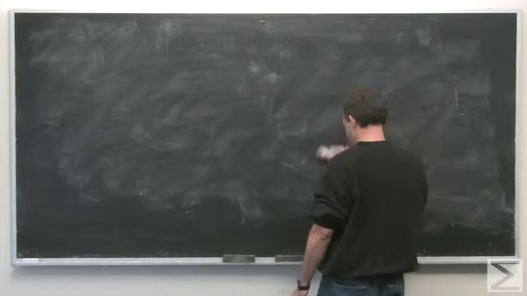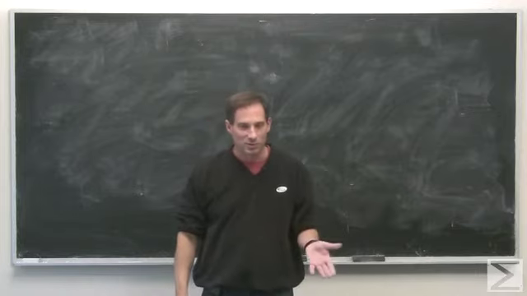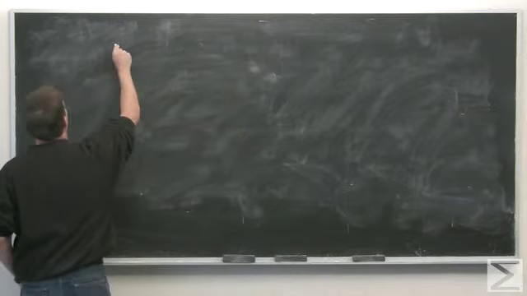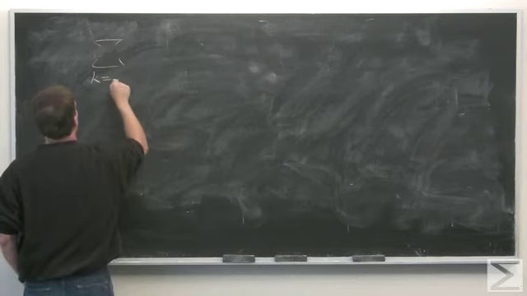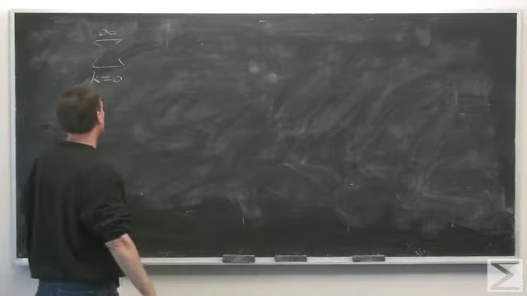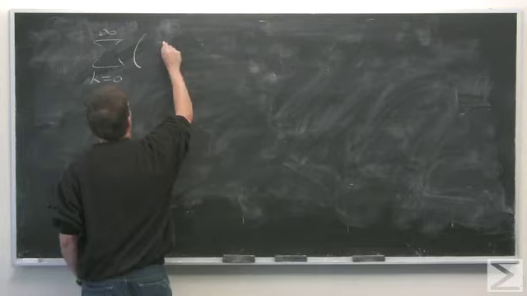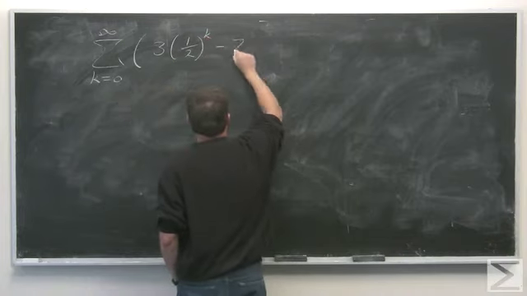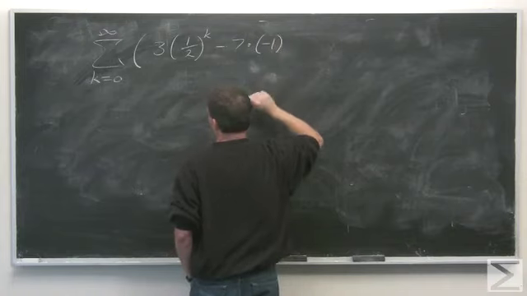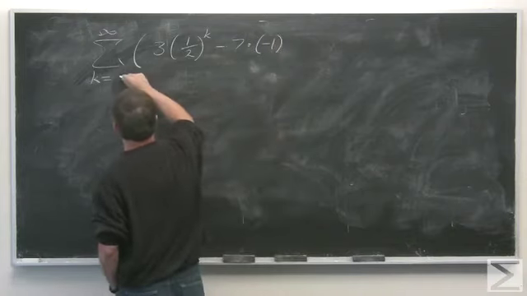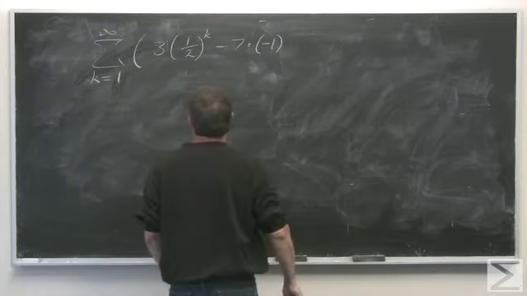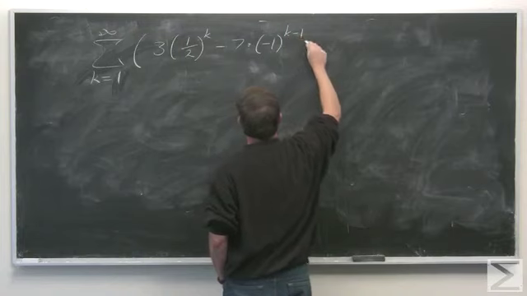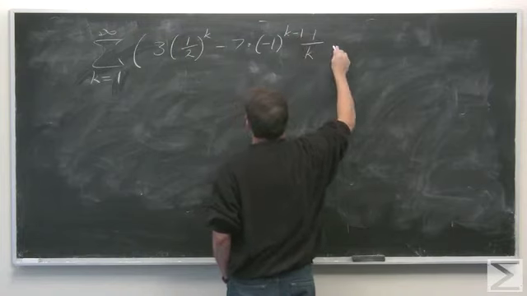We don't have many series that we know the sum of right now. We have telescoping ones and geometric ones and the alternating harmonic series. So let's just find what the sum is, k goes from 0 to infinity of 3 times 1/2 to the k minus 7 times minus 1. Oh, I'm sorry, let's start at 1. Minus 7 times minus 1 to the k minus 1 times 1 over k.